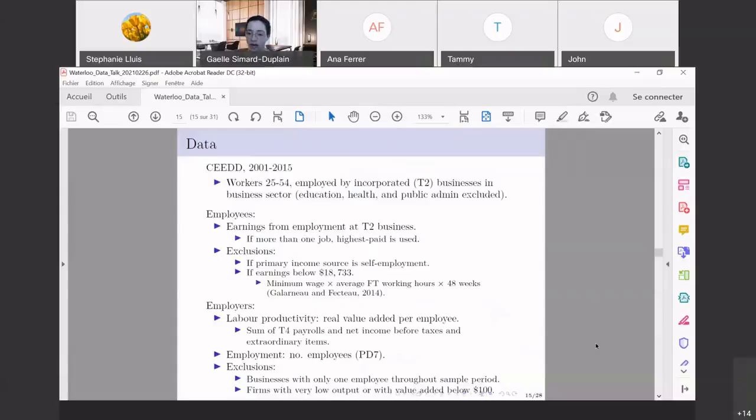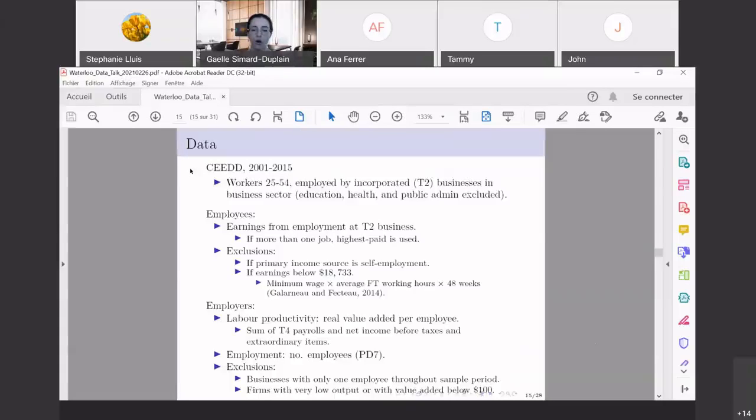So before I show you some numbers or some results, the version of SEED that we worked with is the 2001-2015. We're going to focus on workers that are 25 to 54 and that work at incorporated businesses in the business sector. The reason for the focus on incorporated businesses is that we're interested in firm practices, so we're interested in employers essentially. So we're going to throw away all people who are self-employed because presumably all the dynamics that are going on there are very different from what's happening at an incorporated firm that hires employees.